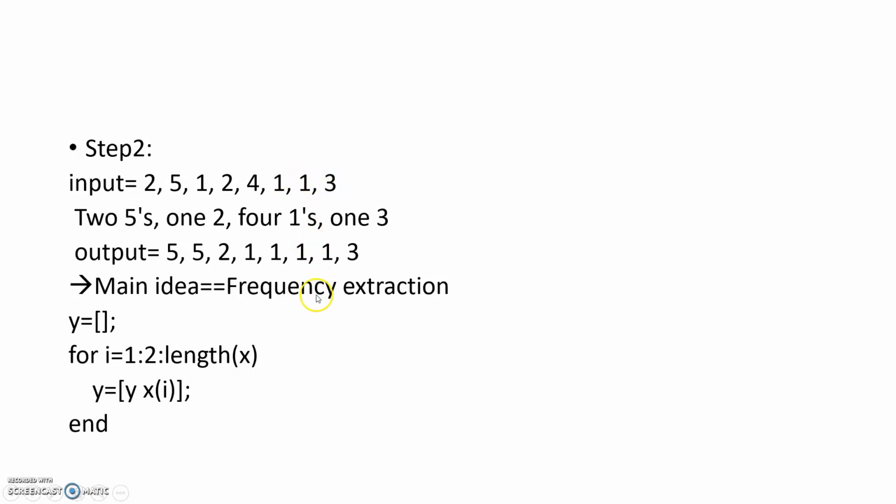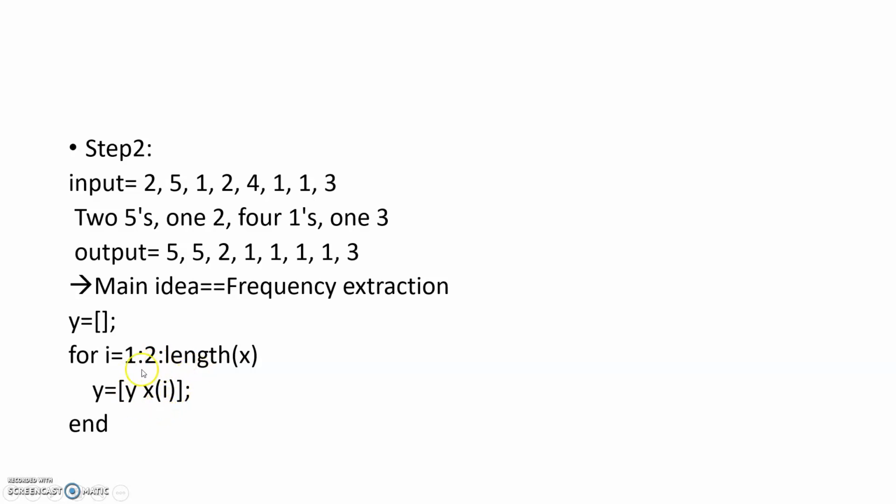So we have to extract the frequency. What we can do is take one for loop, for i equal to 1 colon 2 colon length of x. So we are starting our for loop from index position 1 in the input, and we are running our loop up to the end with an increment of 2. Why? See, this is the frequency of 5, that is 2. Then after an increment of 2 you will get the index where this 1 is, and 1 is showing the frequency of 2, right? So basically frequencies occur with an increment of 2.